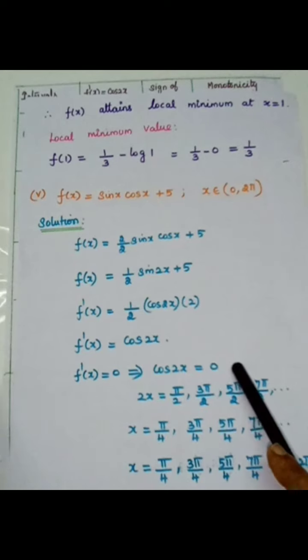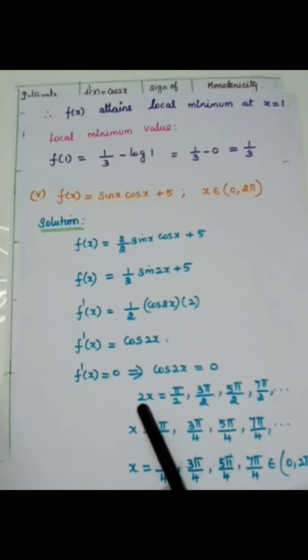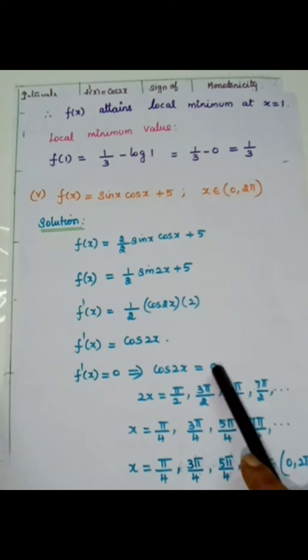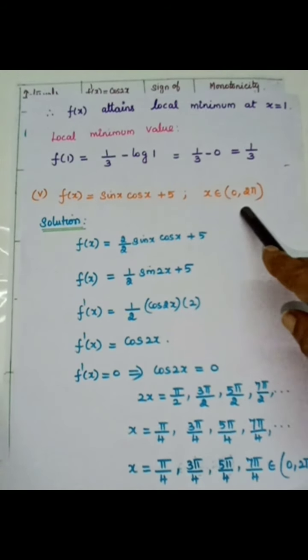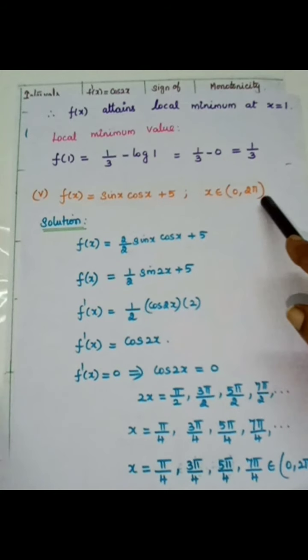So cos 2x is equal to 0. So 2x is equal to, when the cos term will become 0, it's an odd multiple of pi by 2, the cos will become 0. So it is pi by 2, 3 pi by 2, 5 pi by 2, 7 pi by 2, etc. It goes on. So that is equal to 2x. So you have to find out x. So x is equal to pi by 4, 3 pi by 4, 5 pi by 4, 7 pi by 4, etc. So we have to find the x value within this open interval, that is 0 to 360 degree.